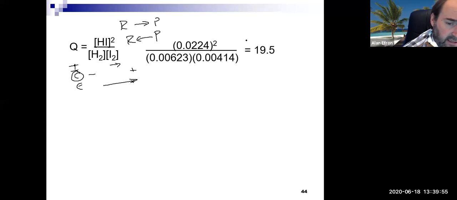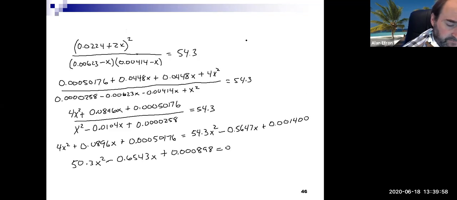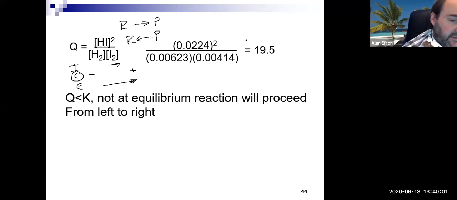When we do calculate Q in this particular problem, we just put in our initial concentrations. Q is calculated exactly how you would calculate K, products over reactants, still using the coefficients as the exponents. And when we put it in, we get 19.5. And K was, I believe, 54.3, if I'm not mistaken. So we see that Q is less than the K value.